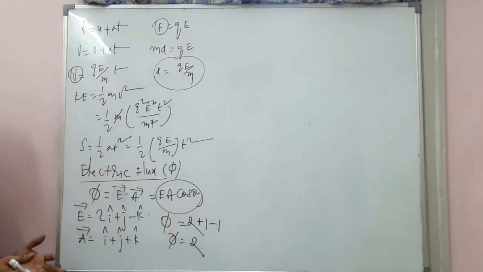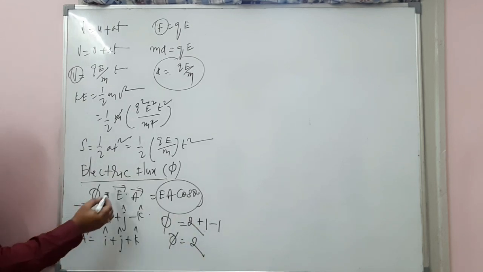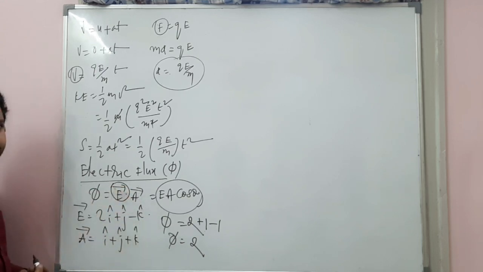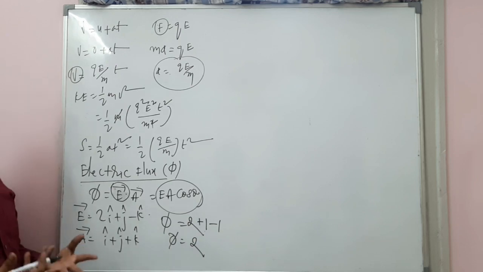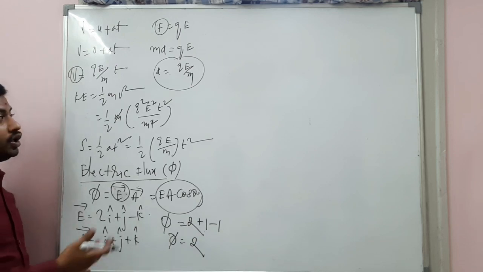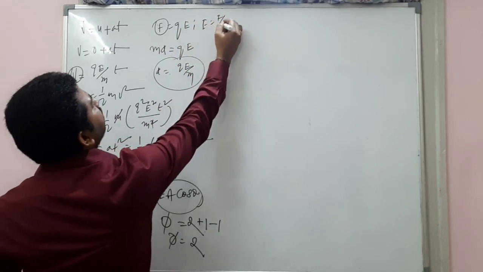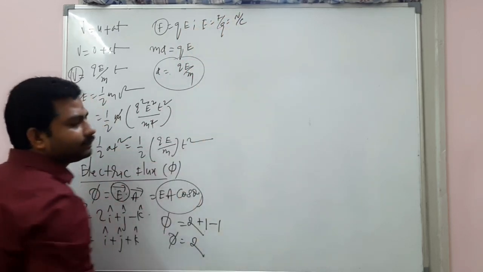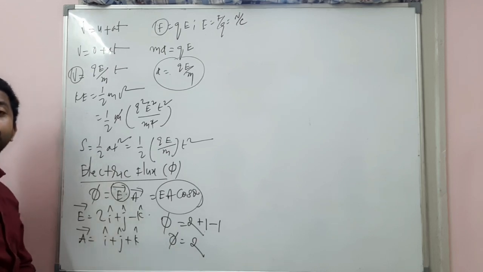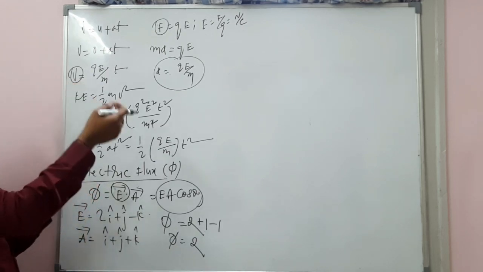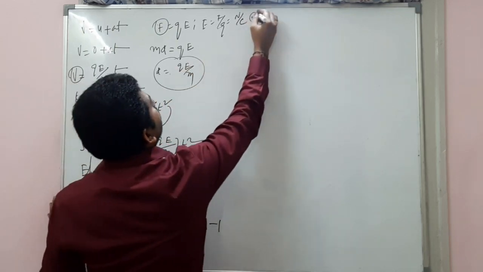And what is the unit of electric flux here? Look here. This is an electric field and this is an area. Electric field, how can you get this? We know the formula, electric field E is equal to F by Q. So that's newton per coulomb. Yes or no? Newton per coulomb. And electric field can also be written as volt per meter.